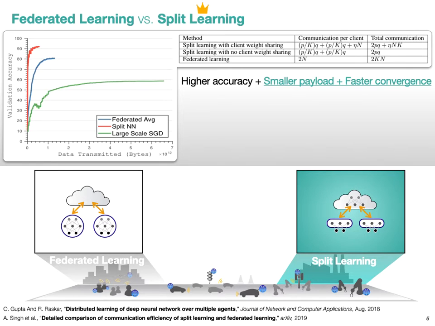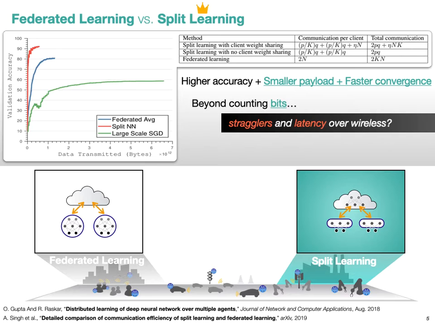Interestingly, prior works by the host of this workshop have already shown that split learning can achieve higher accuracy and faster convergence with smaller payload sizes compared to federated learning. So in terms of the accumulated bit cost until training completion, split learning is more communication efficient than federated learning. However, if you go beyond counting bits, then things are different. For instance, what about the impact of stragglers and latency?